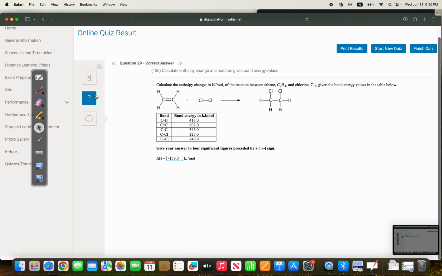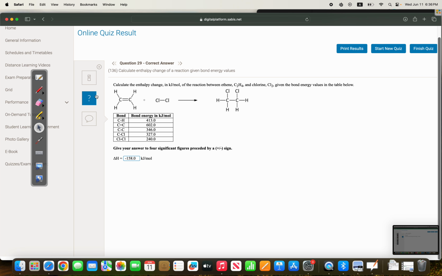Number 29. Okay, since this is chapter 8, I won't be explaining it. Talal will be explaining it today, supposedly. Inshallah, he'll post it soon.